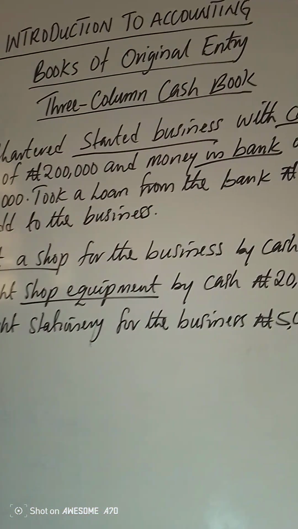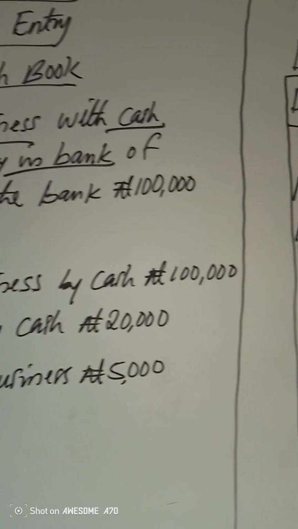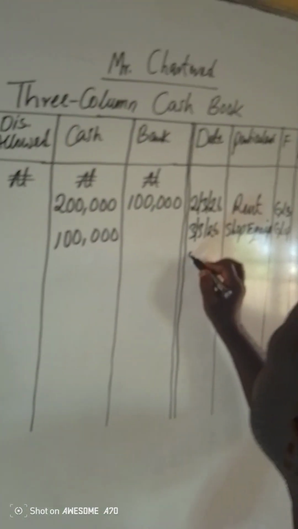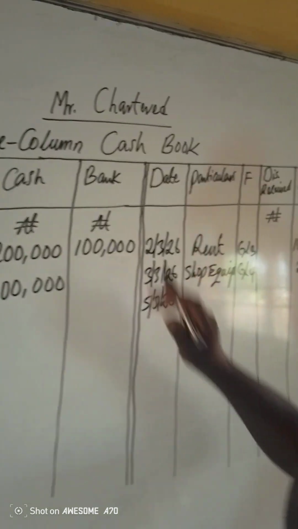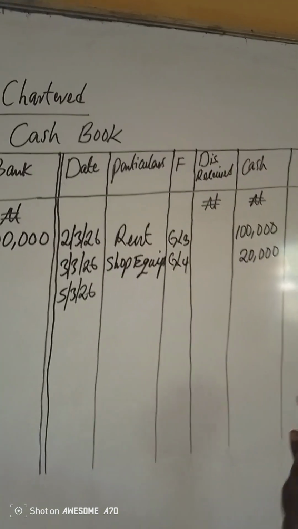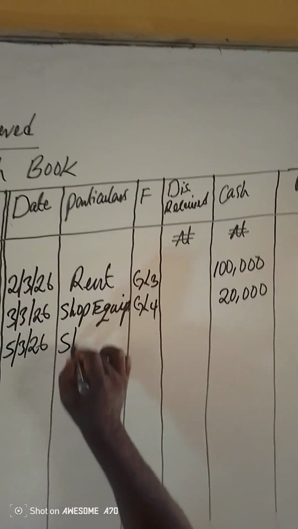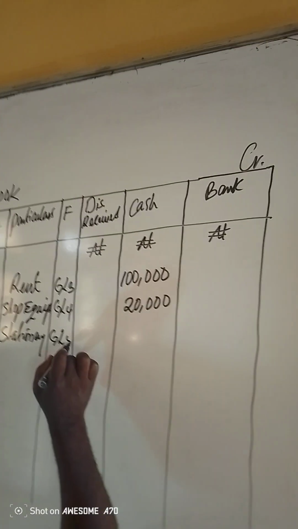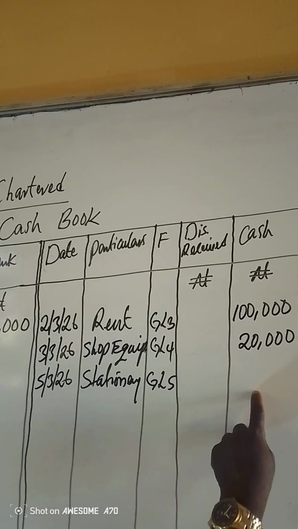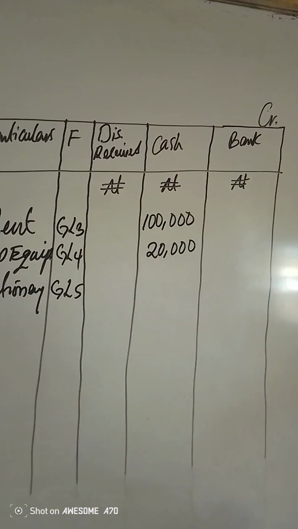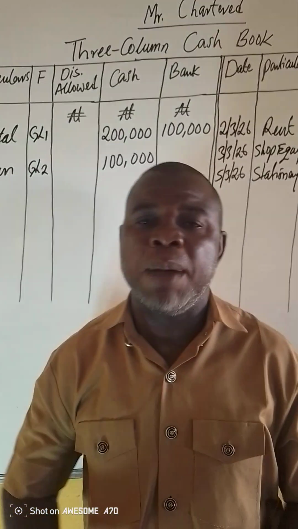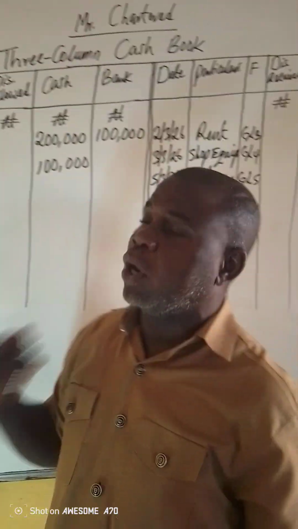So cash is given out based on the principle of cash book. Money is going out to acquire stationery. They now come here on this date, which is the 5th of March 26. It will be under cash because it is cash that is going out to acquire stationery. And how much is that? That is 5,000 naira. As you can see, these are some of the principles that most learners find difficult to record in the cash book.